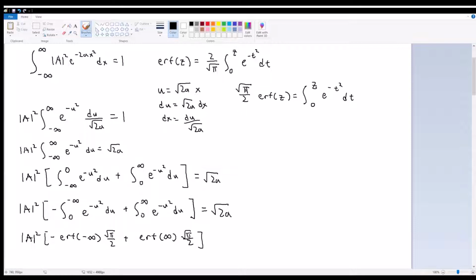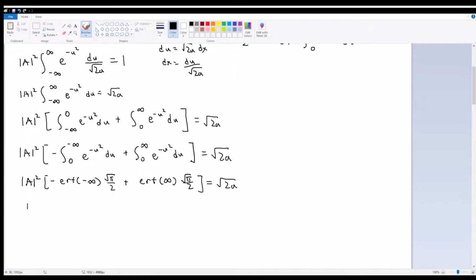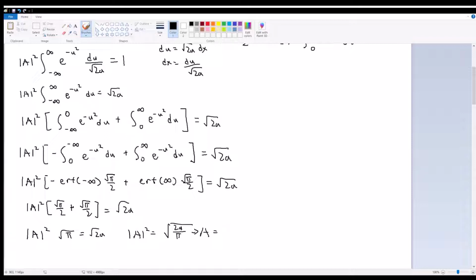So the ERF of negative infinity and positive infinity respectively are just negative and positive 1. So this is going to give us magnitude A squared multiplied by negative 1, which is going to give us just positive 1. So this is just going to be square root of pi over 2. And then this is just going to be 1. So we have plus square root of pi over 2. And this equals square root of 2a. So what we have is magnitude A squared times square root of pi is equal to square root of 2a, or magnitude A squared is equal to square root of 2a over pi, or A is equal to (2a over pi) to the power of 1/4.